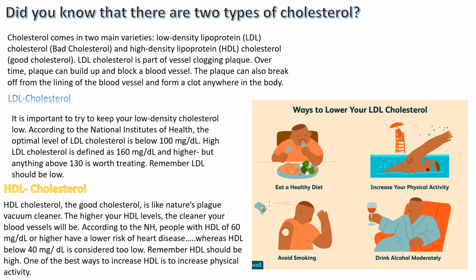HDL cholesterol, the good cholesterol, is like nature's plaque vacuum cleaner. The higher your HDL levels, the cleaner your blood vessels will be. According to the NIH, people with HDL of 60 milligrams or higher have a lower risk of heart disease, whereas HDL below 40 milligrams is considered too low. Remember, HDL should be high. One of the best ways to increase HDL is to increase physical activity.